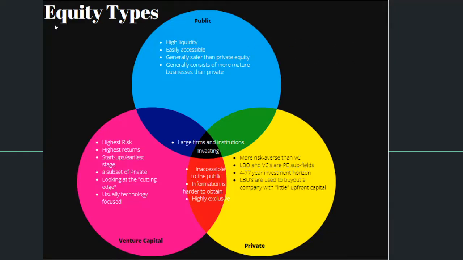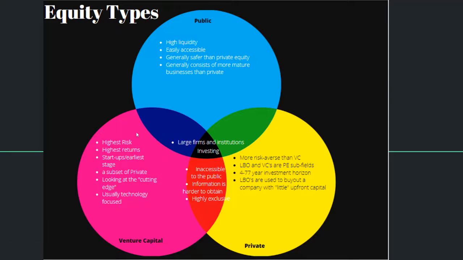So here I've listed some of the different types of equity. Right now, I think the most familiar one to you is probably public equity, but there are also private equity and venture capital. Now, these are definitely related. As you can see, venture capital is actually a component of private equity, but they are different enough that I put it in a completely different section of the Venn diagram. So I've listed some of the similarities and also some of the dissimilarities here.